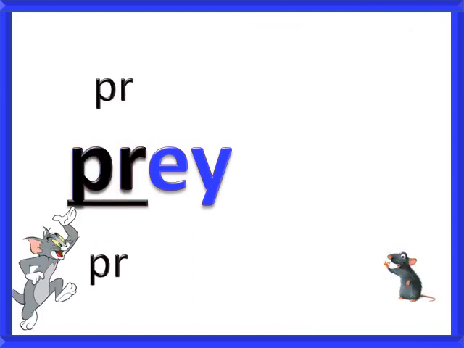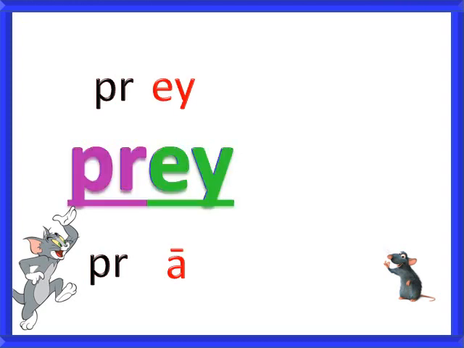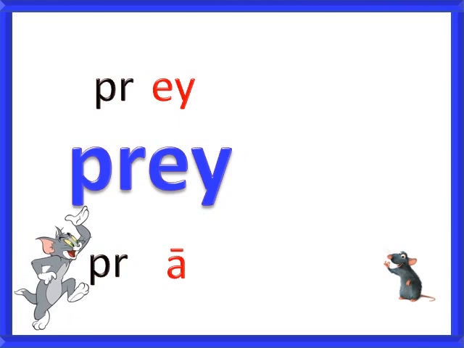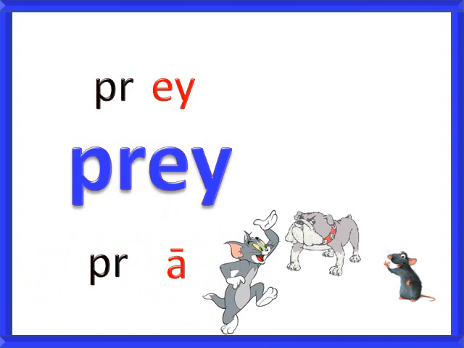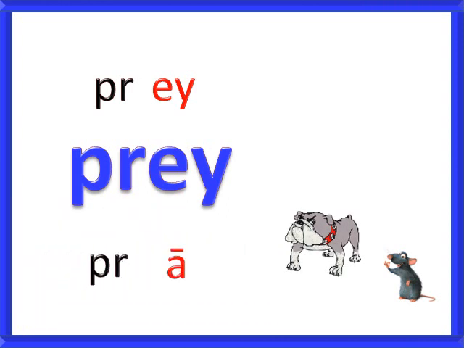Pray. Okay, you see the rat? The rat is the prey, and the cat is the predator. And the cat's like, I'm gonna eat me a rat. I'm gonna eat me up. You see? Okay, the cat is the predator, and he's trying to eat the prey, which is the rat. But the rat got a bulldog friend. Ruff, ruff. Good dog.